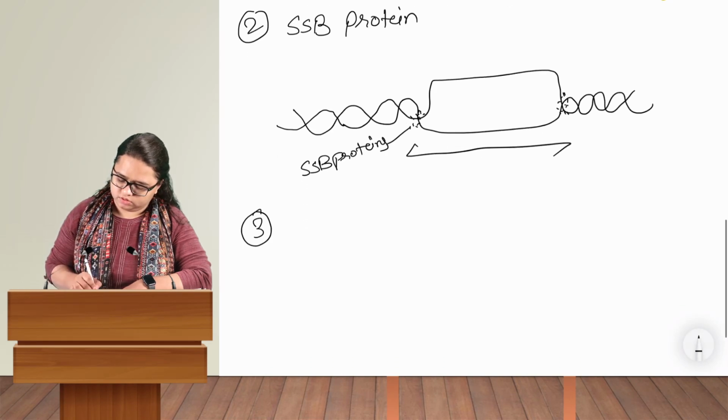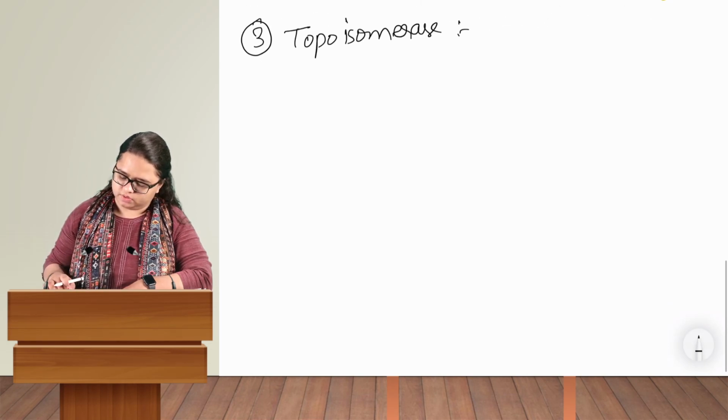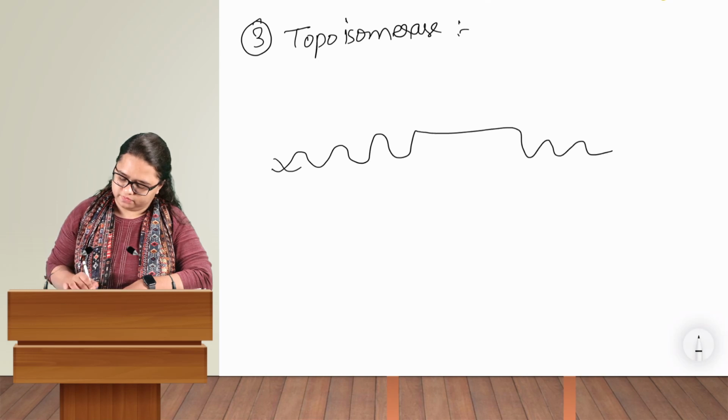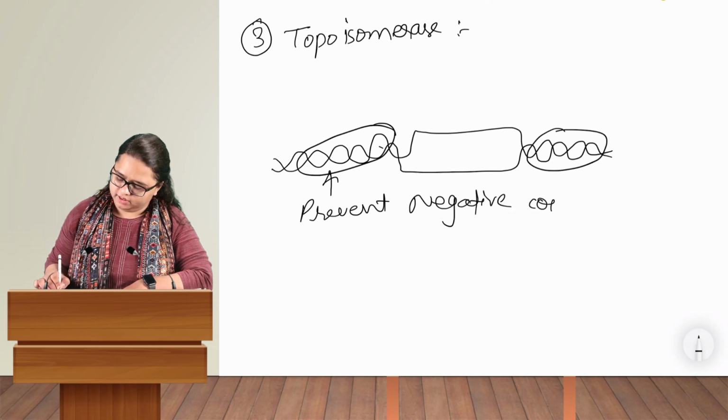Third one, that is topoisomerase. Now, topoisomerase functions like it prevents the negative coiling over here at the end part.